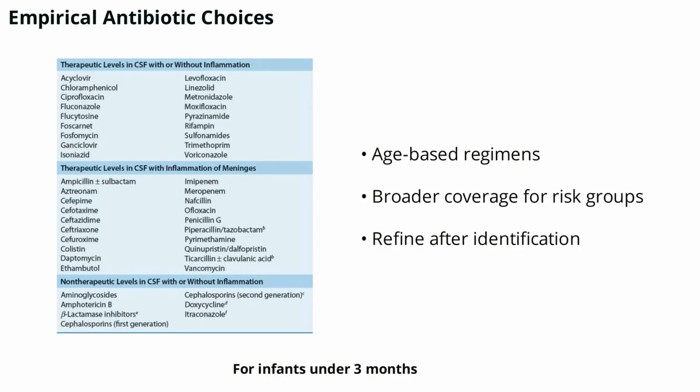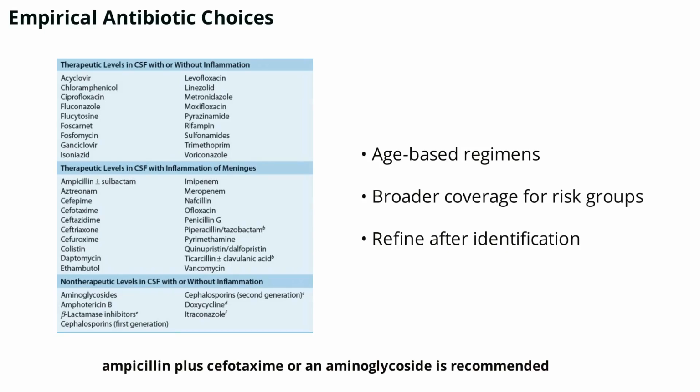For infants under 3 months, ampicillin plus cefotaxime or an aminoglycoside is recommended. For children and adults up to 60 years, vancomycin plus cefotaxime or ceftriaxone is preferred. Older adults and immunocompromised patients require broader coverage, including ampicillin for listeria. Therapy is refined once the pathogen is identified.